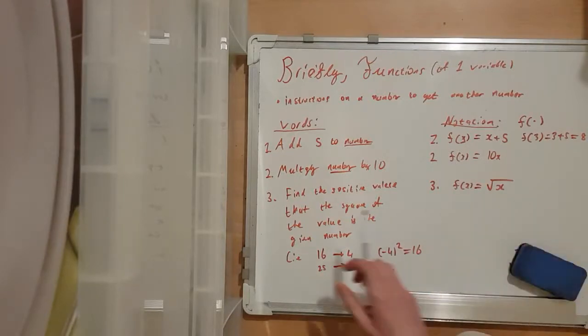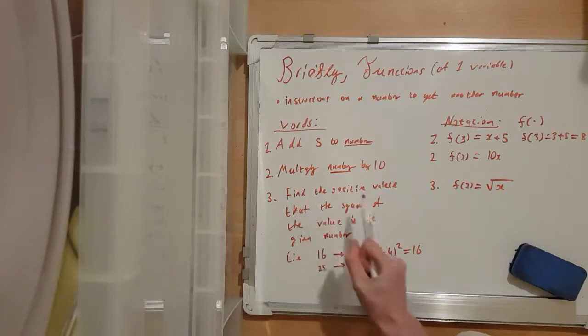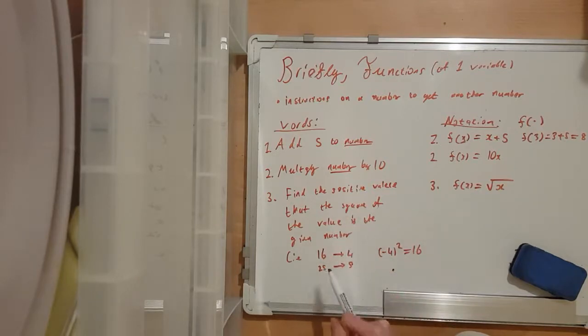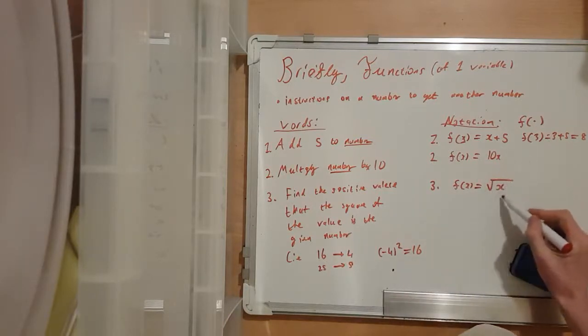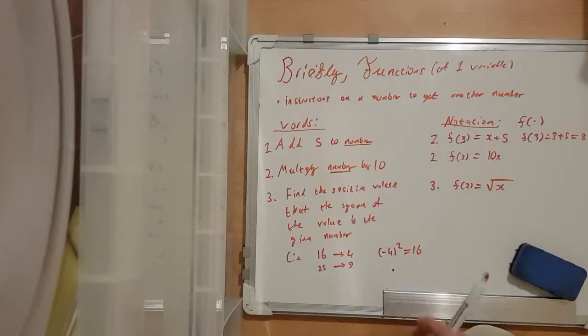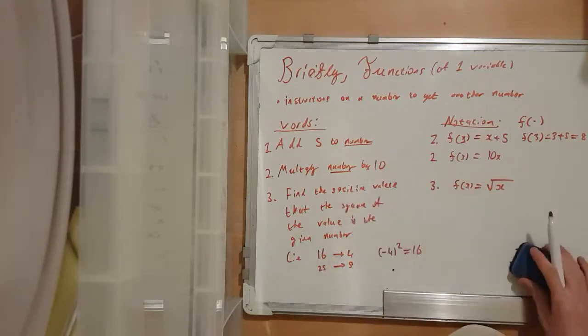But for now, again, just go over this one more time. Find the positive value, just so we don't get two values, such that the square of the value is the given number. If I give you 25, you tell me it's 5. And we've invented notation for that: f of x is equal to square root of x. You can see why we use notation like this, because it saves us a lot of space, right?